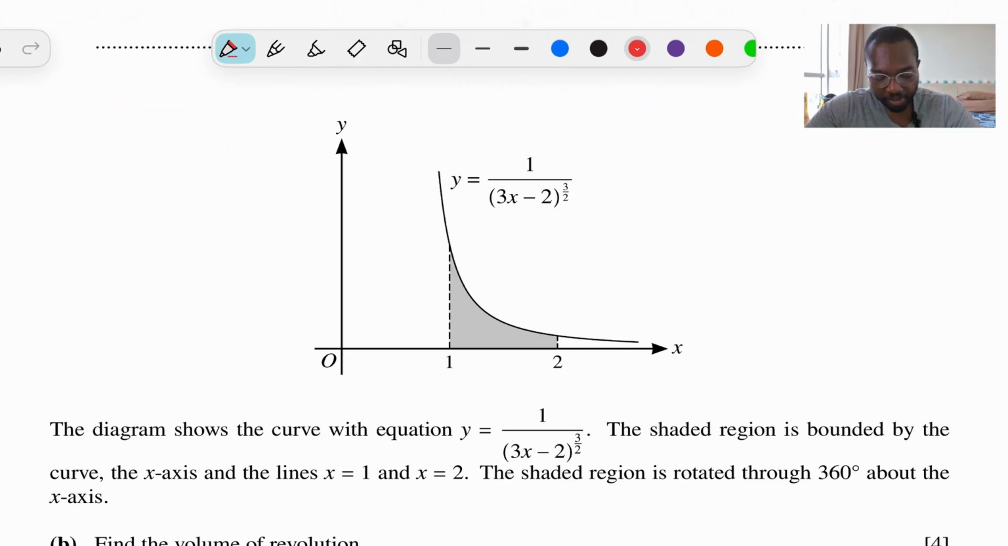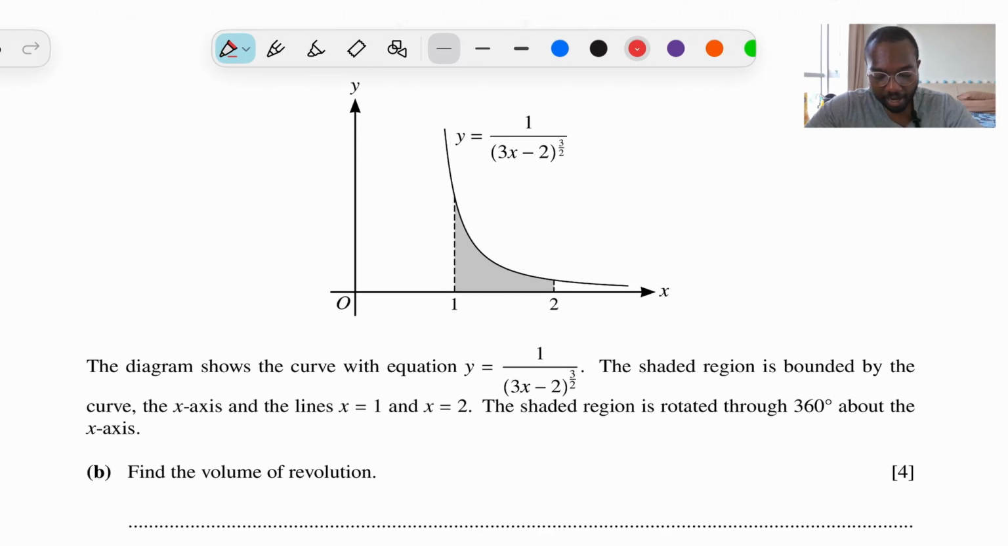Okay, and for part B, we have a volume of revolution question, okay? We have that y is equal to 1 over 3x minus 2 to the power of 3 over 2, okay? And it's between the lines of x equals 1 and x equals 2. And the shaded region is rotated through 360 degrees about the x-axis. We need to find the volume of revolution, okay? So how do we do these volume of revolution questions?